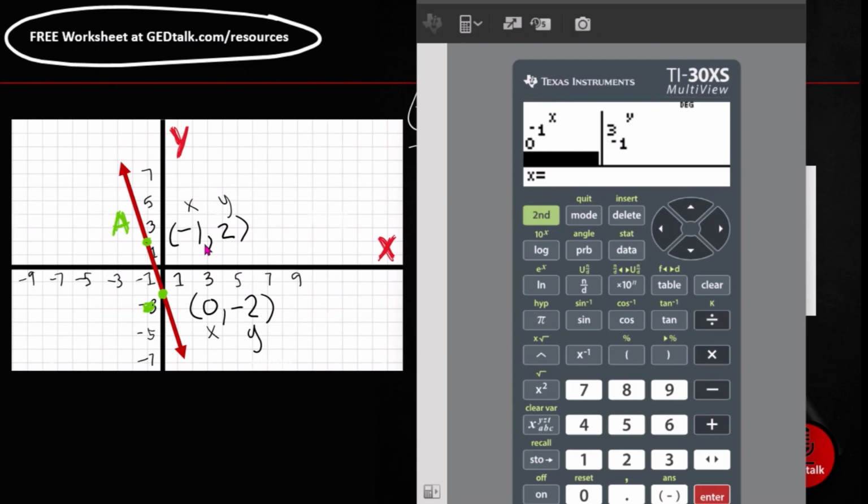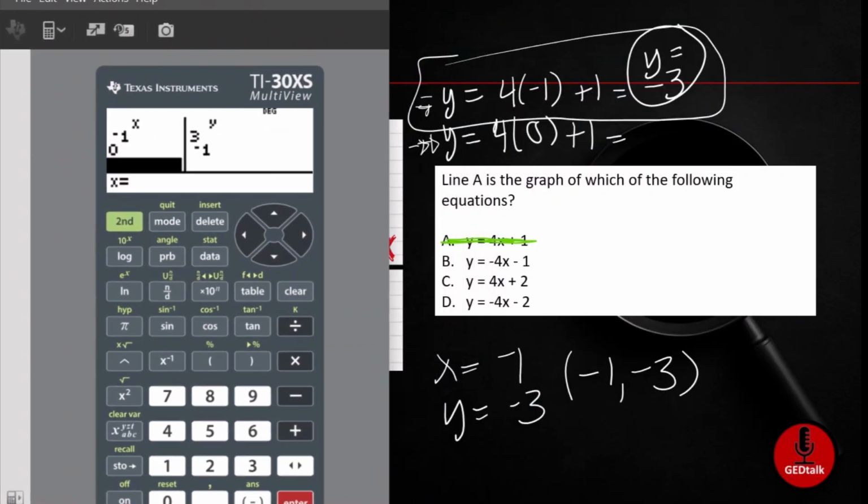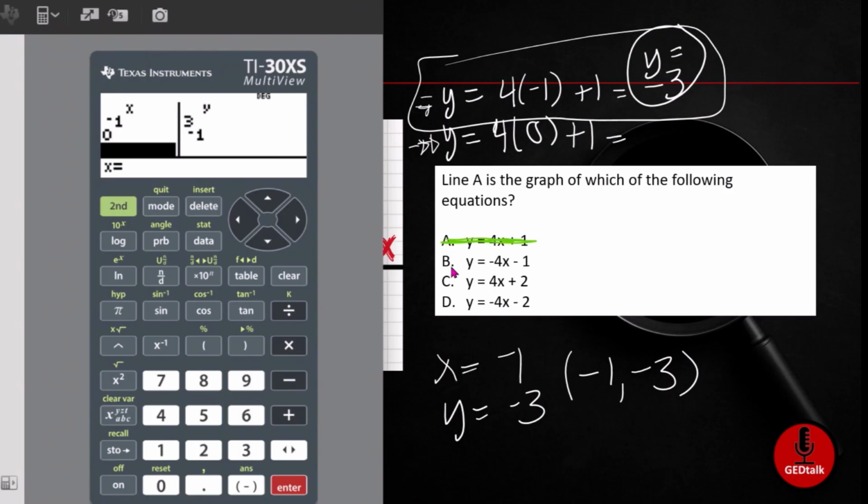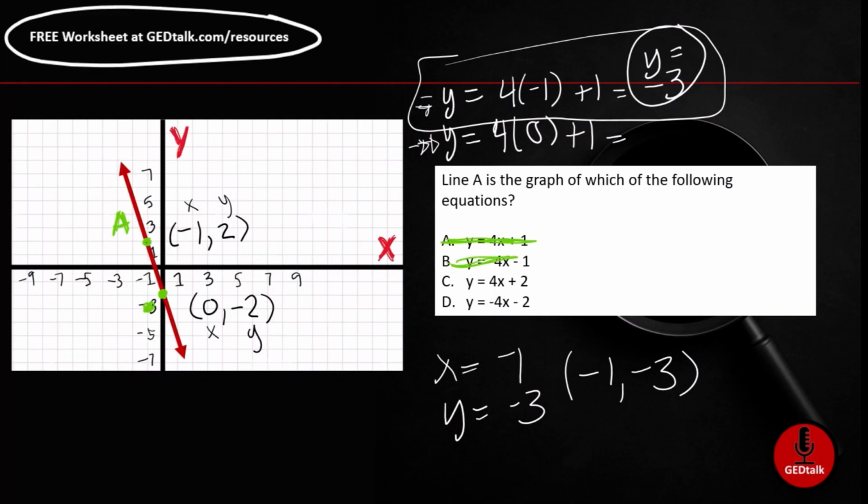But that's the thing, folks, that's not my ordered pair. My ordered pair is -1, 2. My second ordered pair is 0, -2. So I know that the equation I just inserted, which was B, is not going to be the answer. So I know I can line out B.